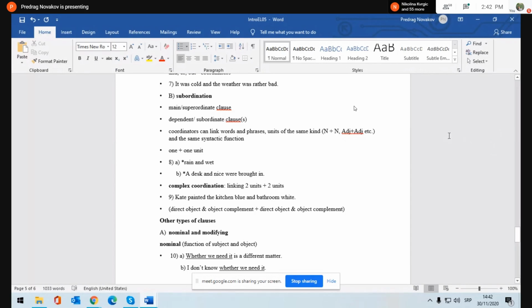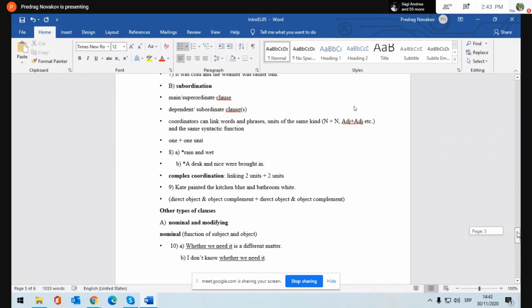You can use though, although, before, while, and so on. For example, it was raining while he was walking. It was raining is the main superordinate. It can stand alone. It was raining, full stop. But while he was walking cannot really stand alone because of this while. It is dependent or subordinate. So think about examples. We have more examples of complex sentences later. Think about subordinators.